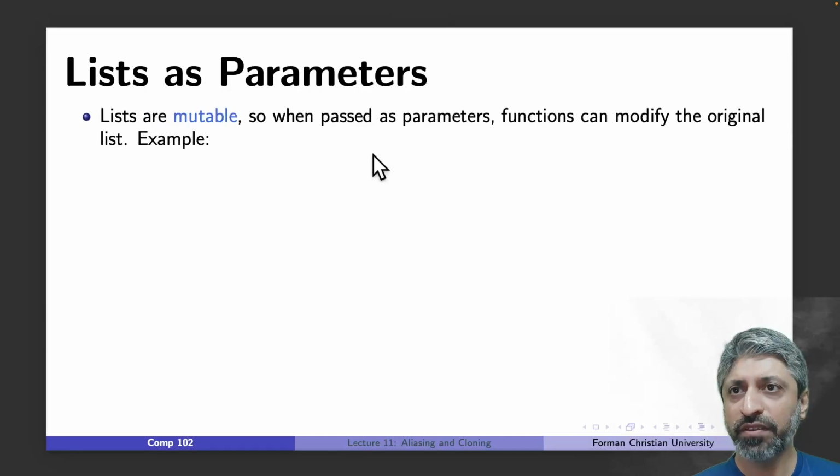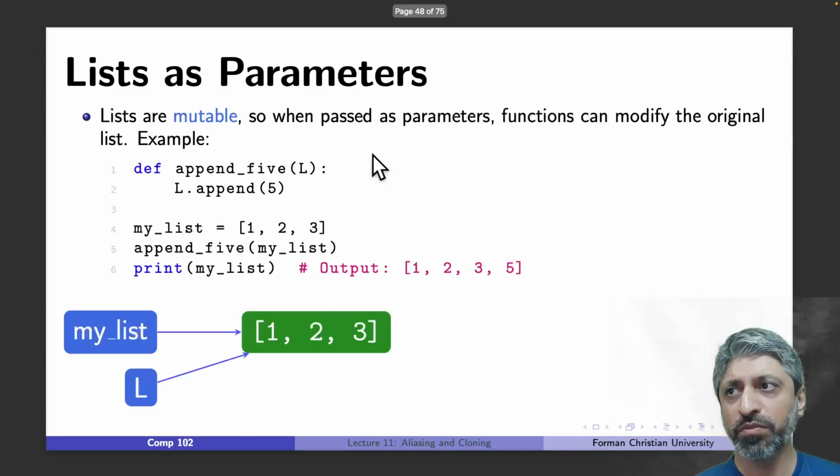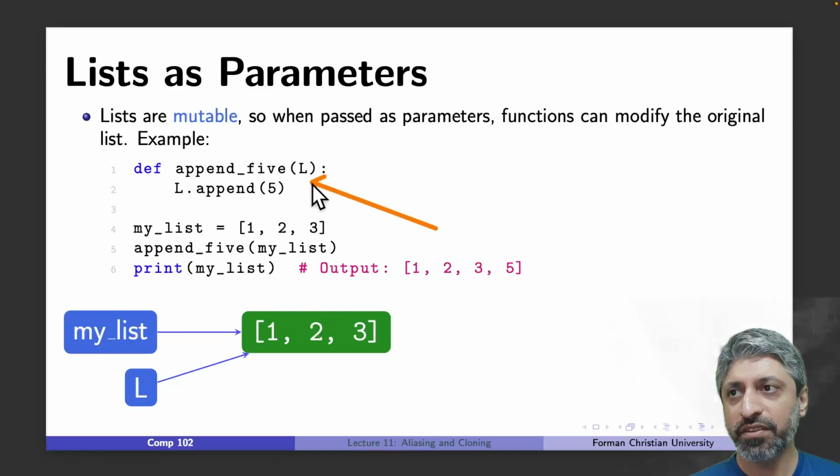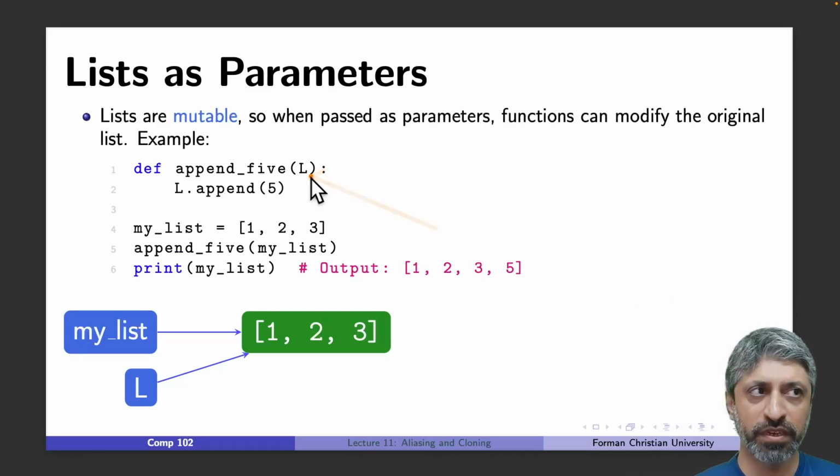If you send something as a parameter, especially mutable objects, so for example in this case, then your parameter is going to be acting as an alias to the object that you have sent as the parameter. That is important.